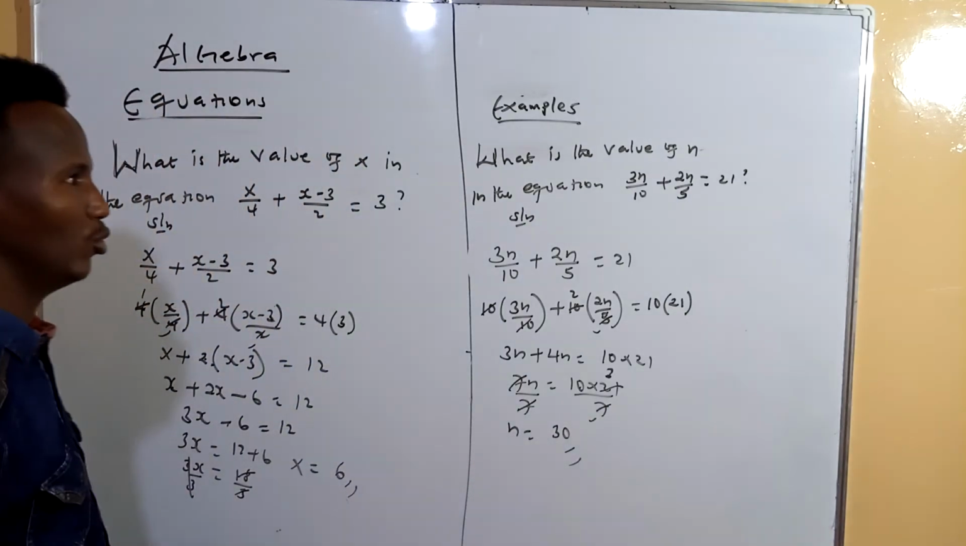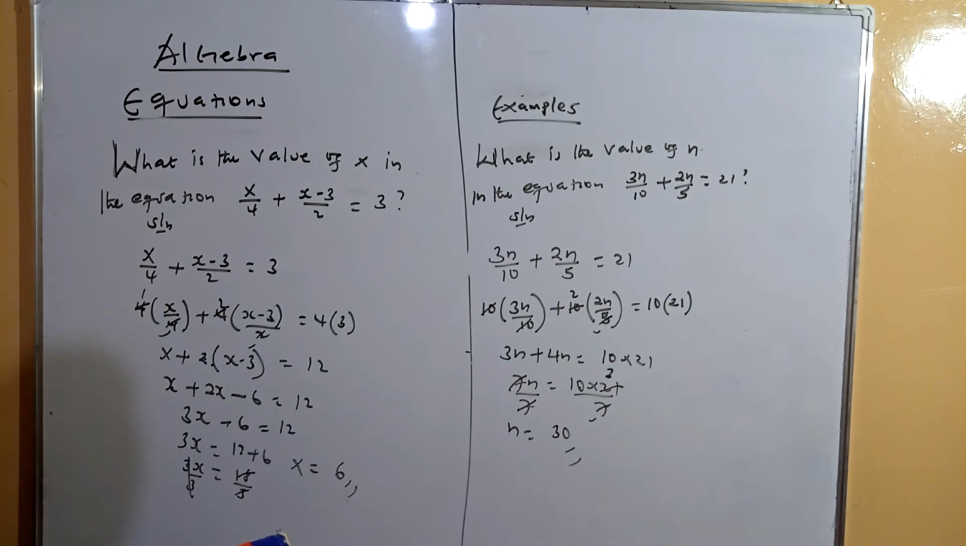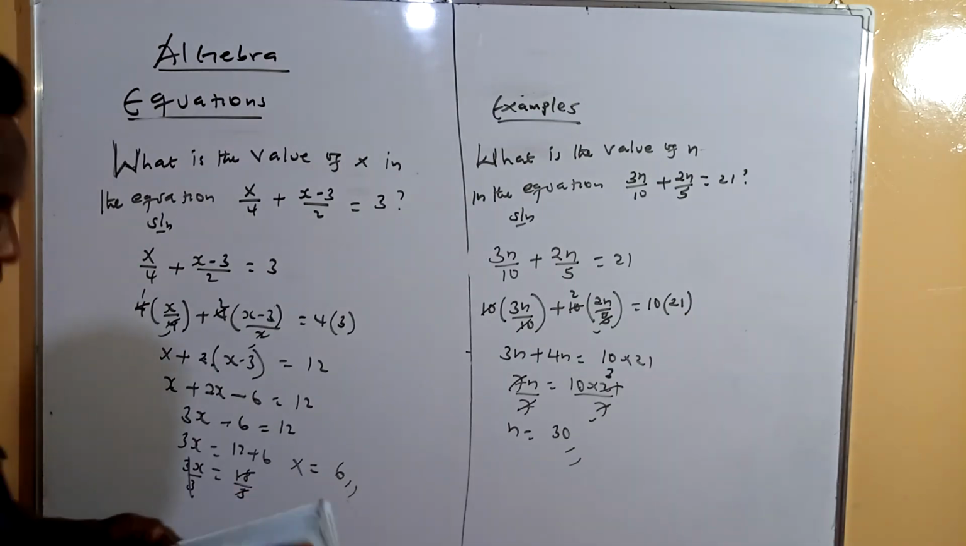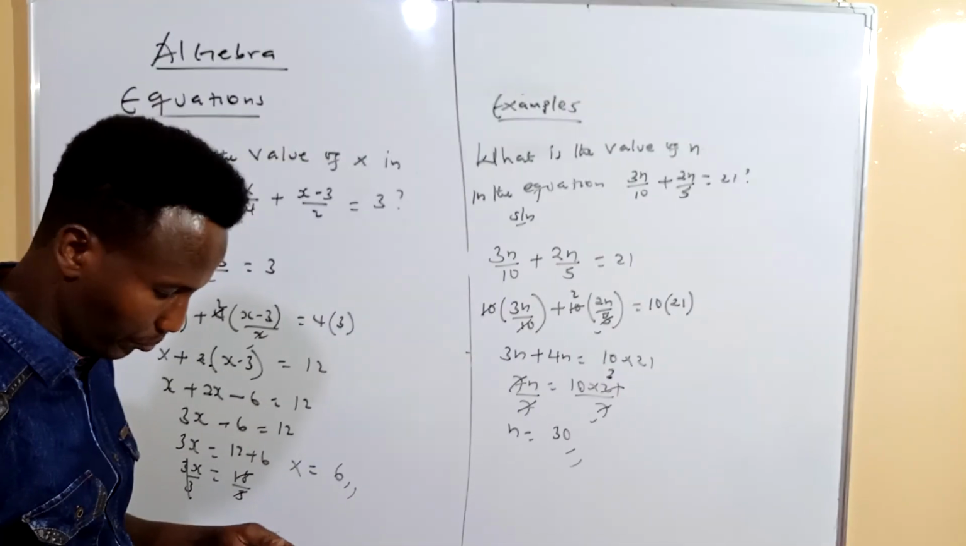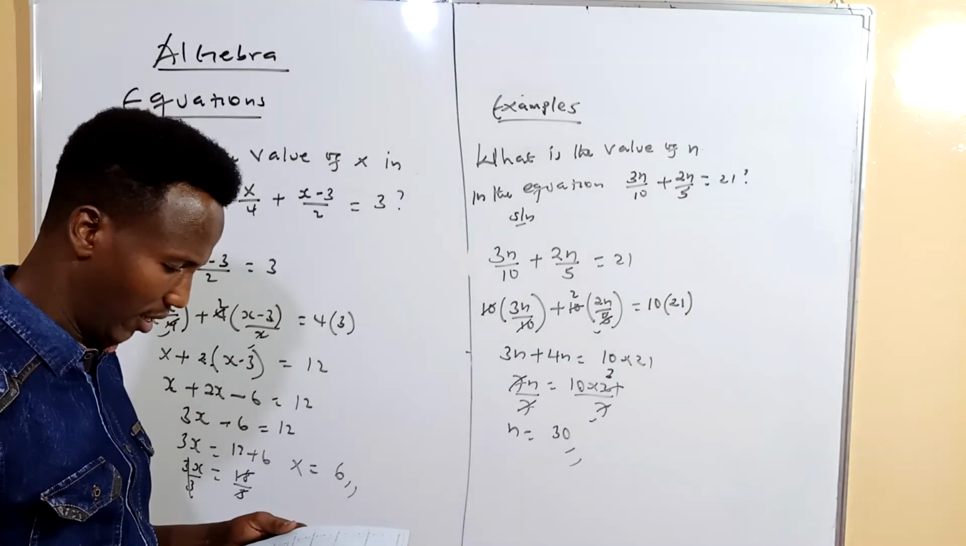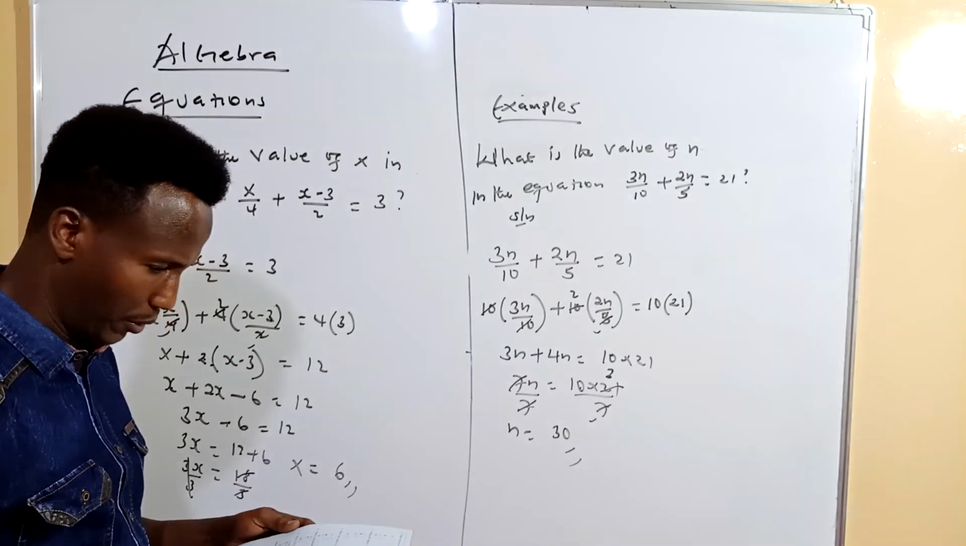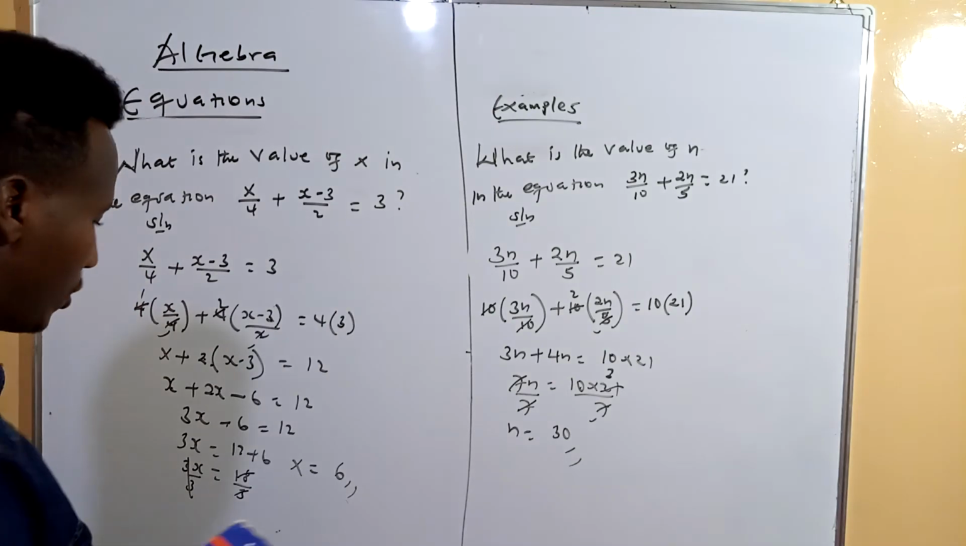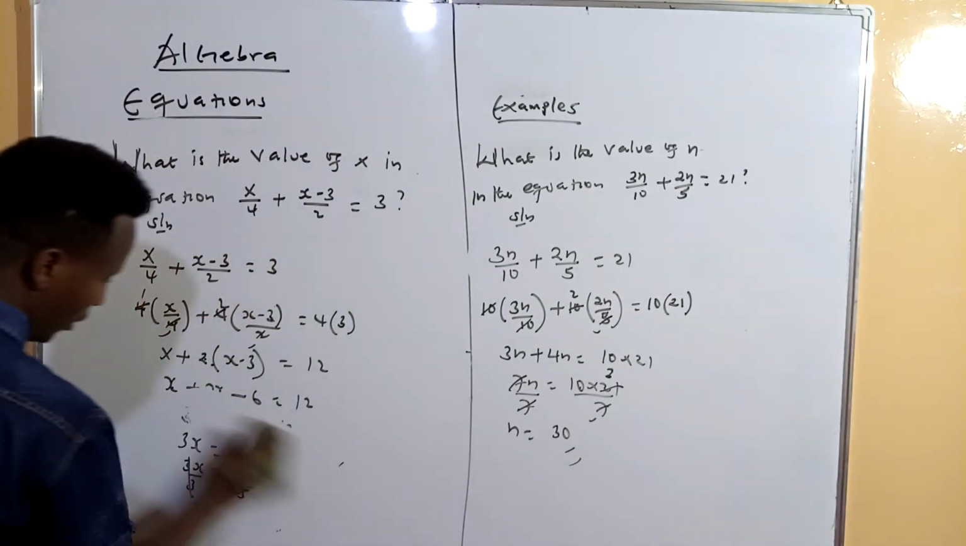That's how you're going to get the value of n in that equation. Please just understand, and I hope that may not be enough. Then let me add one more example, then we'll stop there.